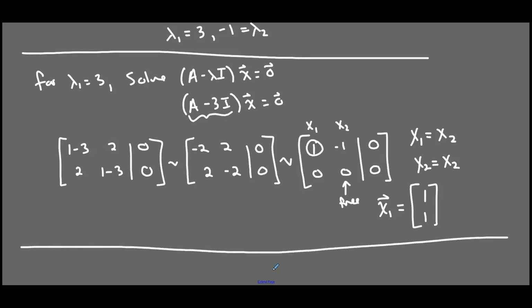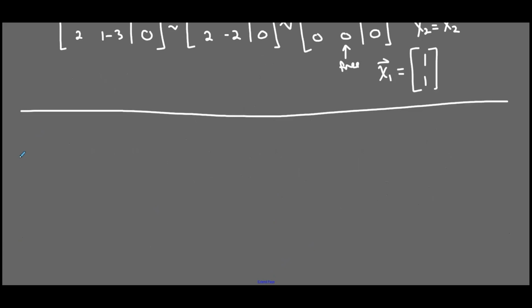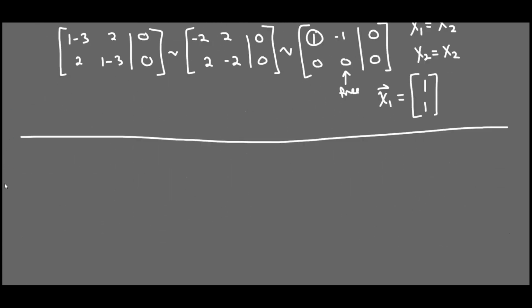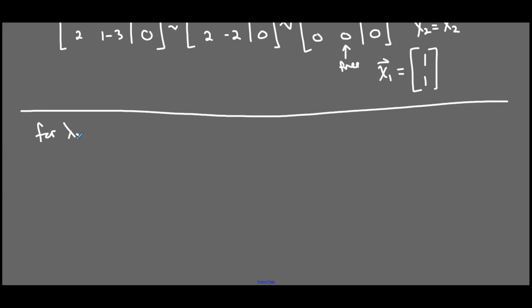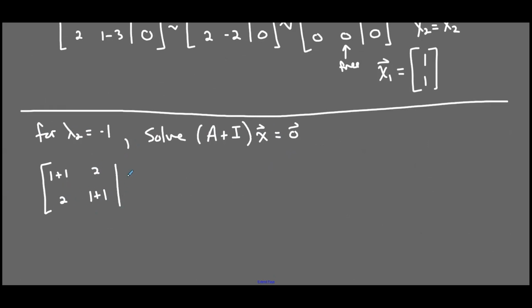And we just want to do this process again with the other eigenvalue, which is -1. So for lambda 2 equals -1, we'll need to solve this equation. A minus -1 times I, so it's just going to be A plus I, times x equals 0. So this means I'm going to add 1 to the main diagonal. So I get 1 plus 1 and 1 plus 1 on the main diagonal. That gives me 2's all the way around, right?